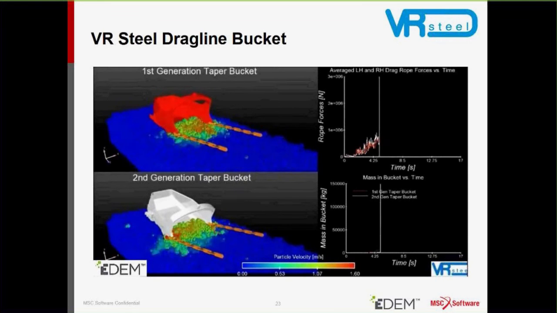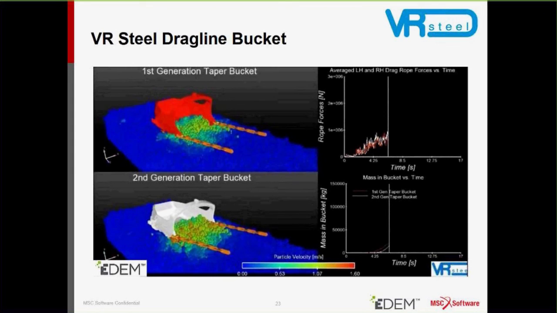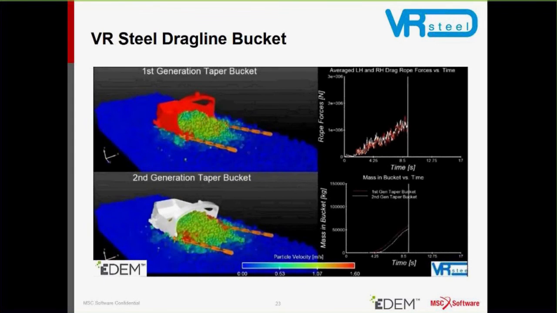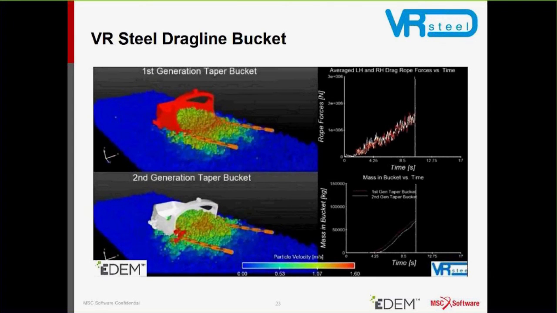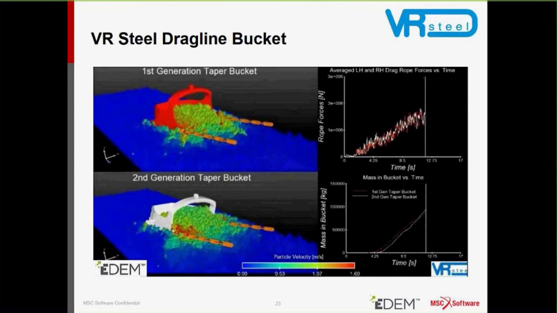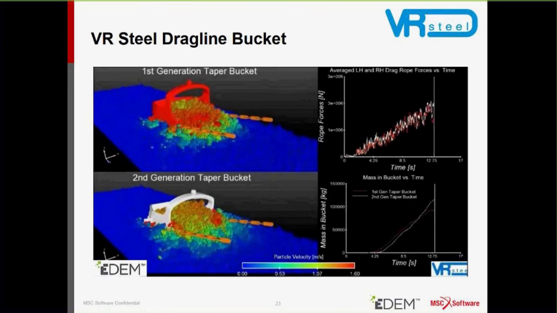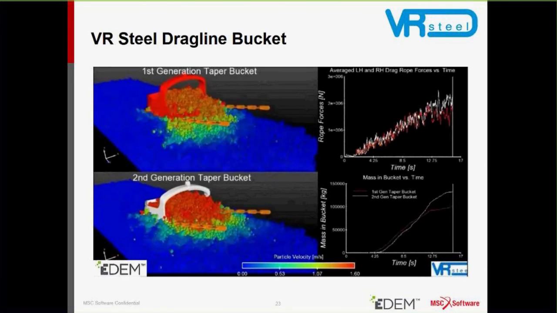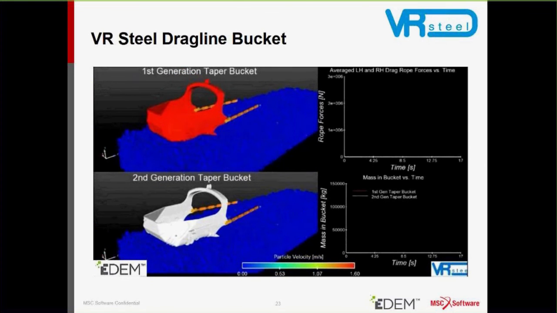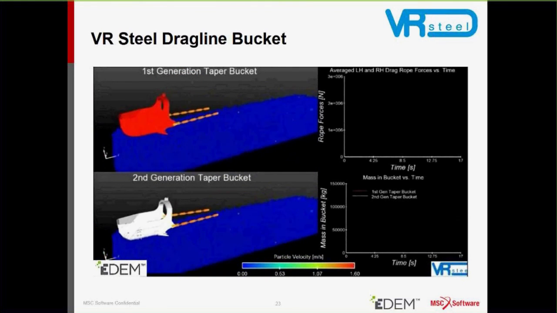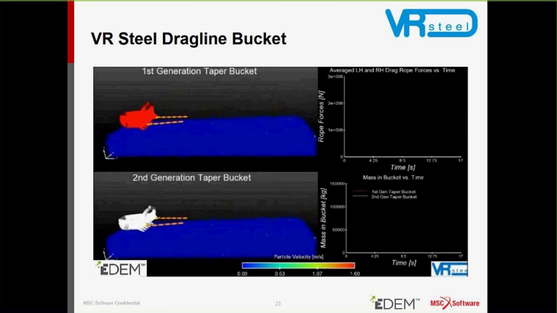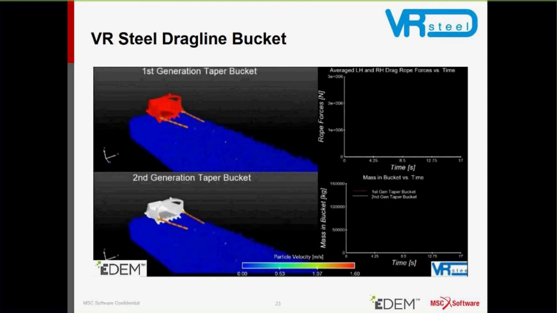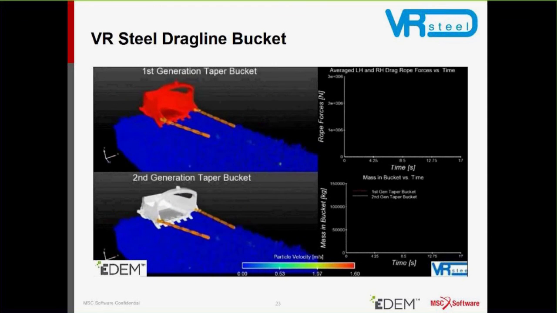So the two graphs on the right show you some data from their analysis. The top right graph is looking at the forces that are acting on the chains during the course of the dragline's digging cycle. What you can see is as you get to the end of that time, the lines stay very similar. You're seeing an increase in the white rope forces, but purely because it's digging more material, which you can see from the mass in the bucket graph that's on the bottom right.